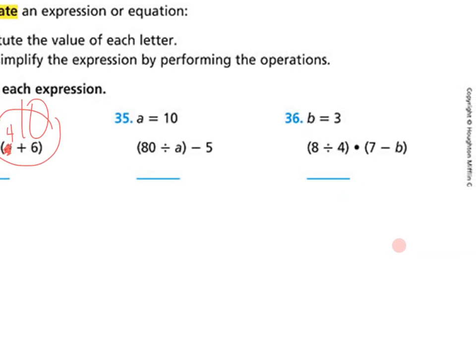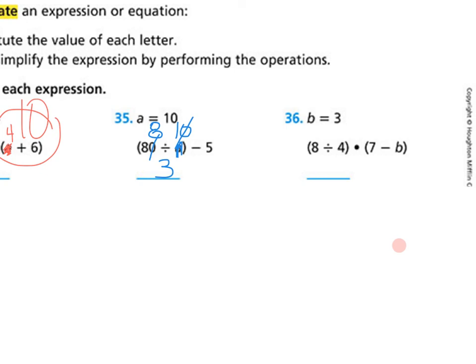I'd like you to solve 35 and 36 on your own. Once you've done that, you can play the video and I'll show you the answers. Now that you've solved 35 and 36, let's solve them together to see if you got them right. You've seen that I've replaced the A for 35 with a 10. 80 divided by 10, we can use our division trick. Taking out my zeros, 8 divided by 1 is 8. Don't need to add my zeros back in. 8 minus 5 is 3. My answer is 3.